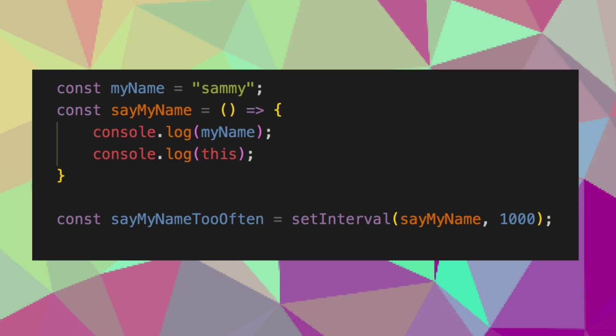And so here we've got a globally scoped variable named myName, and we've got a globally scoped function called sayMyName. And inside of that function, I'm logging that global variable, and I'm also logging this, which is the keyword that returns the current context, right? So if I run this function, sayMyName, I should get the current scope logged to the console.